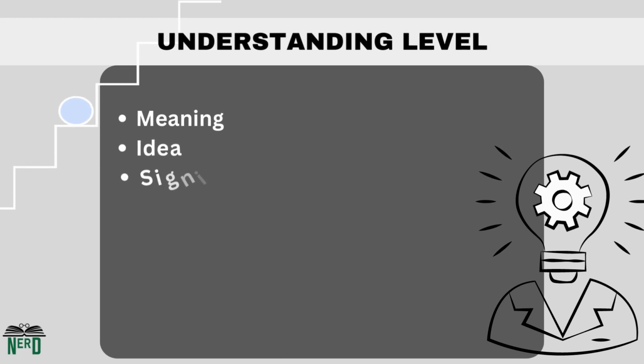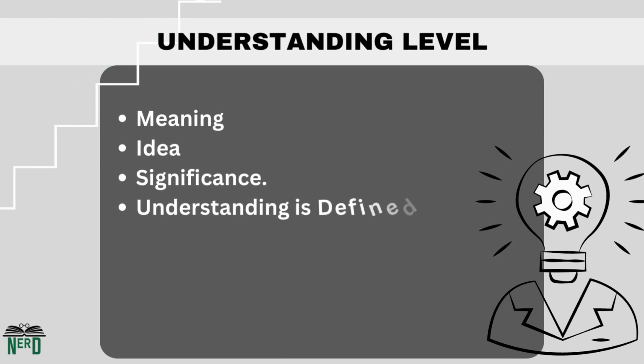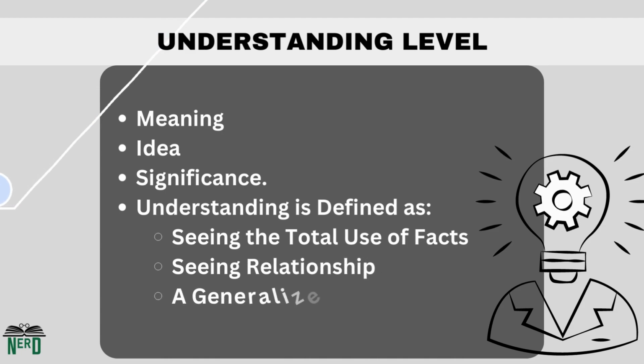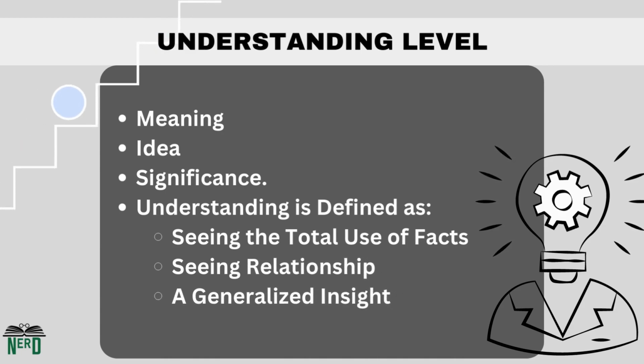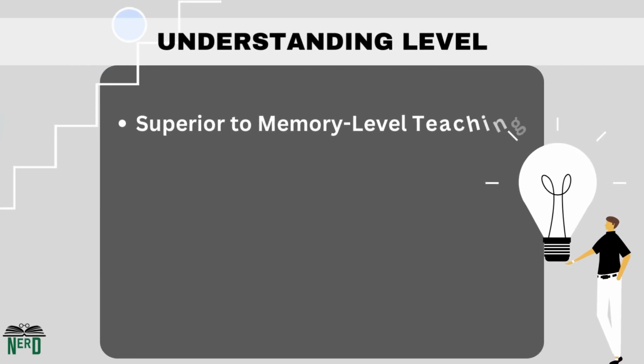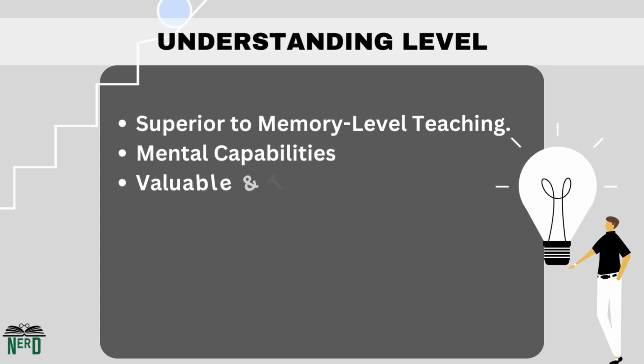The second most important level of teaching is the understanding level. Understanding something means understanding its meaning, grasping its idea, and understanding its significance. In the field of education and psychology, understanding is defined as seeing the total use of facts, seeing relationships, and generalized insight. Understanding level teaching is of higher quality than memory level teaching.